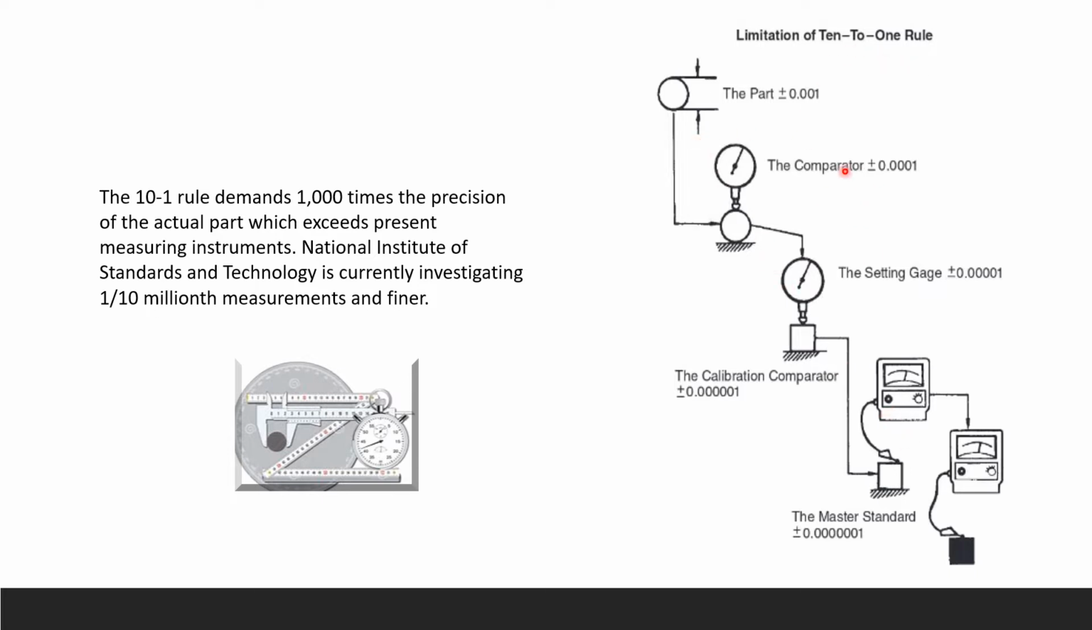Here you can see the very first one is 0.001. The comparator is plus or minus 0.0001. It's getting smaller. Then the setting gauge is getting even smaller, the calibration comparator smaller, and the master standard is even smaller. The smaller units tell you that we can measure that small, so therefore they're powerful standards.